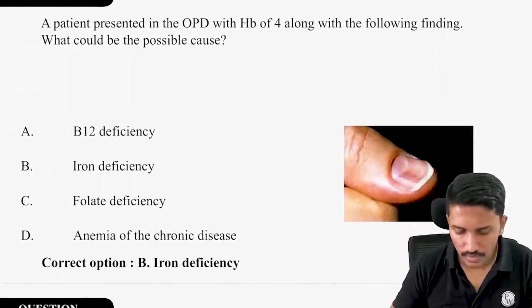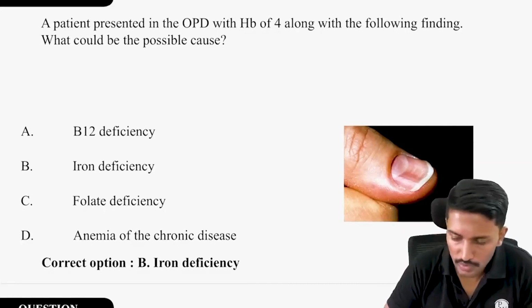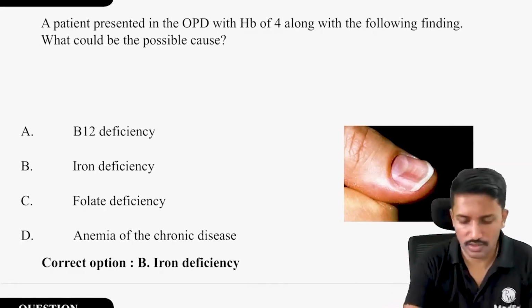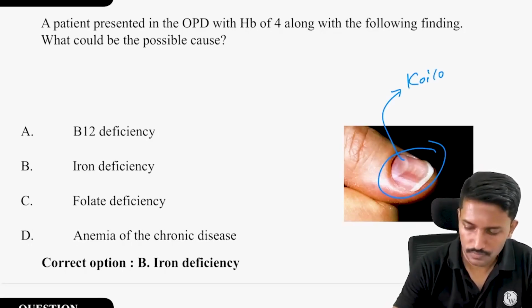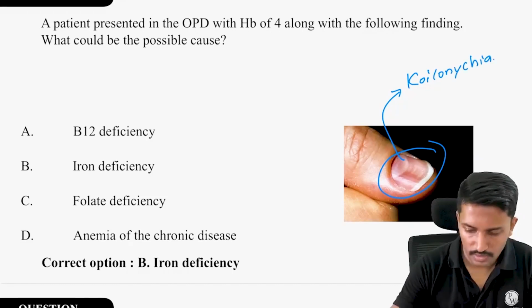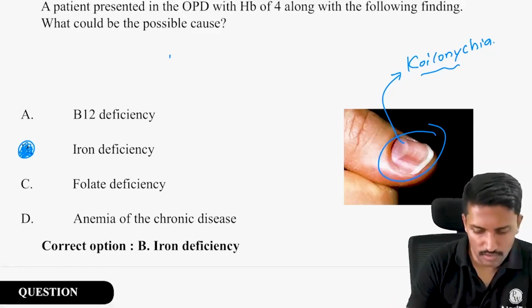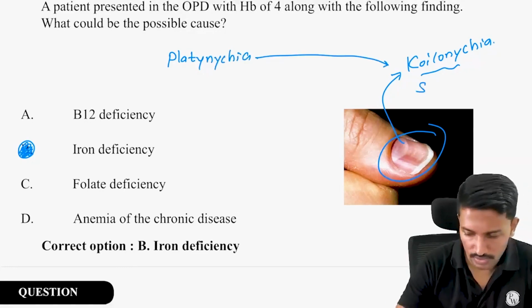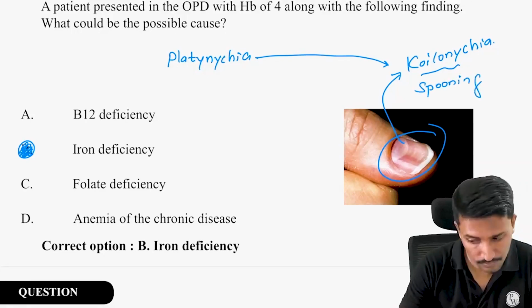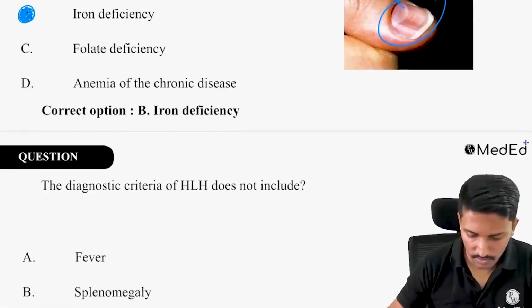Okay. Next, a patient presented in the OPD with hemoglobin of 4 along with the following finding. What could be the possible cause? This is a straightforward question. What we see here is koilonychia, and koilonychia is typical of iron deficiency anemia. It starts with flattening of the nails, platynychia, and as the condition progresses, it becomes koilonychia or spooning of nails, and that is a typical story of iron deficiency anemia, and that becomes the correct answer.